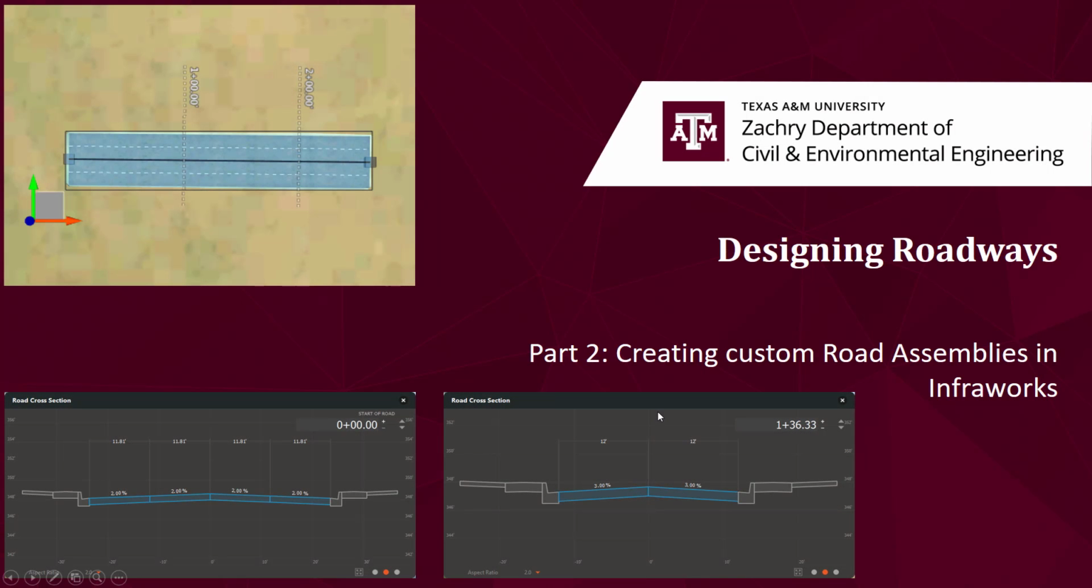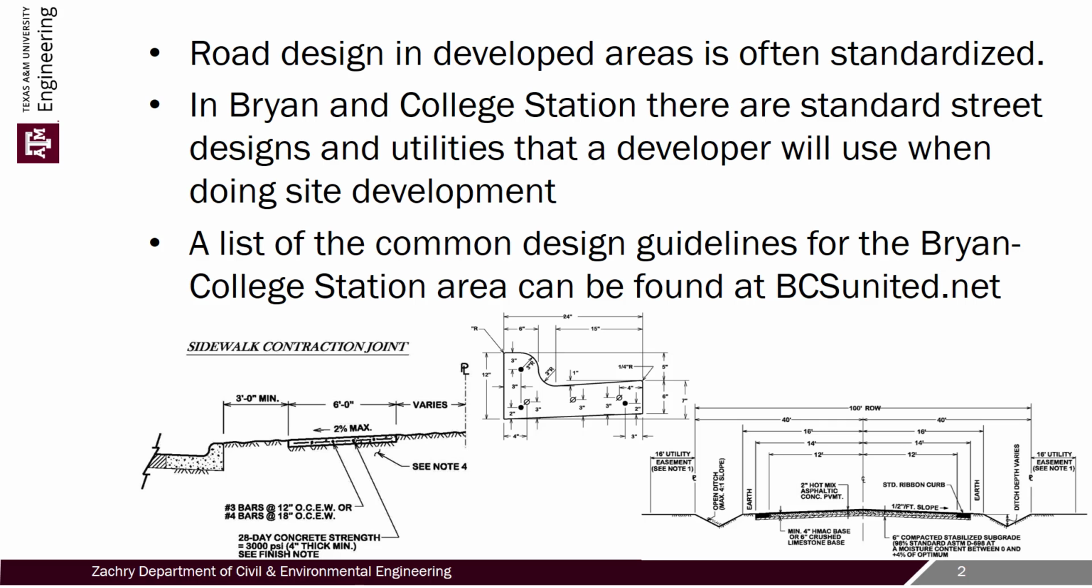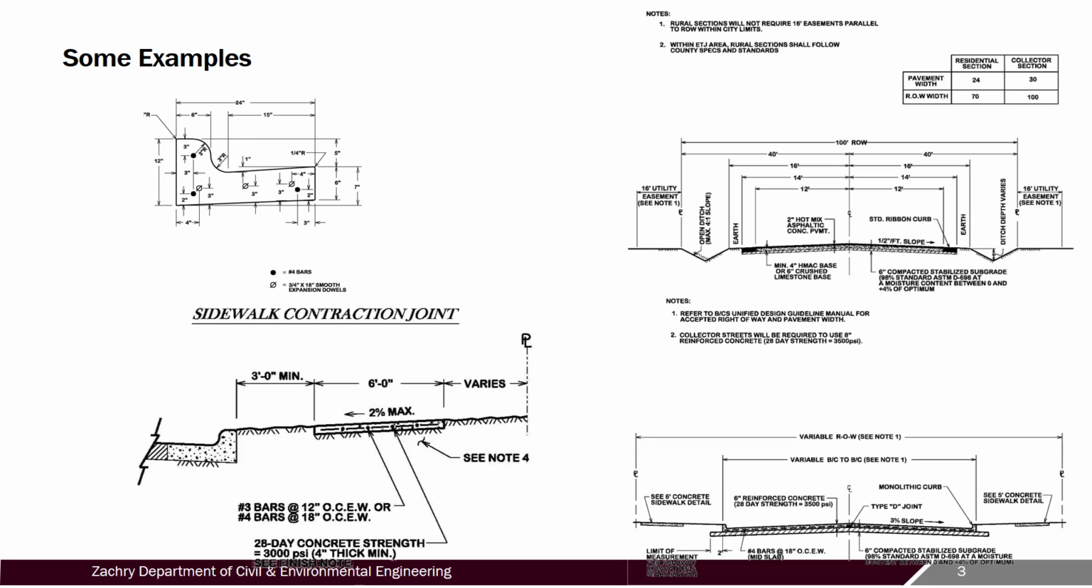Okay, this is part 2, creating custom road assemblies in Infraworks. So what we're going to be doing is designing out some roadways in Infraworks, very similar to what we did in Civil 3D. So just as a quick review, road designs in developed areas are often standardized. We use the Bryan College Station standards, but you'll find those over a lot of the area. If you want actual specifics, you can go to bcsunited.net and find all the specifics for the Bryan College Station area. And in that, you'll find dimensions for curbs, for roads, for sidewalks, everything like that.